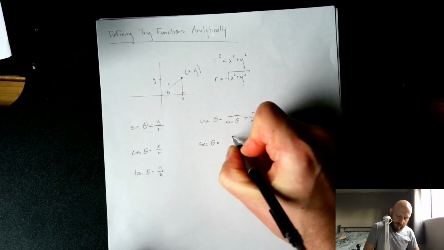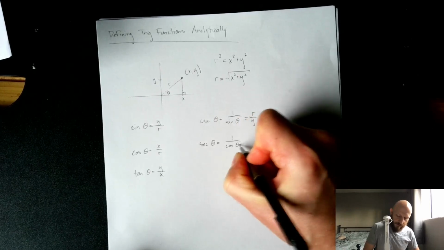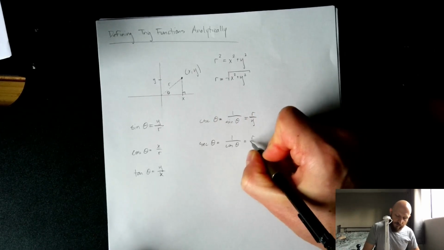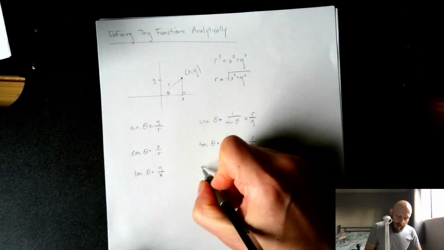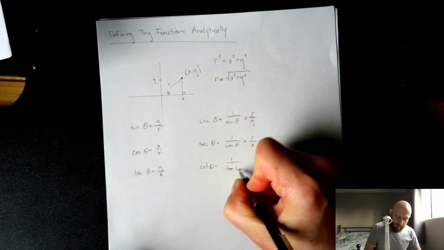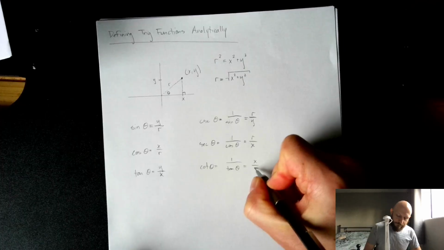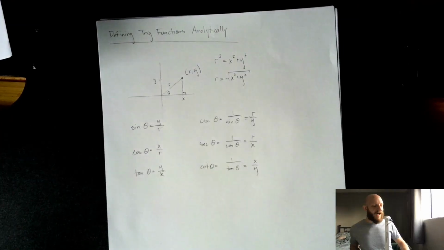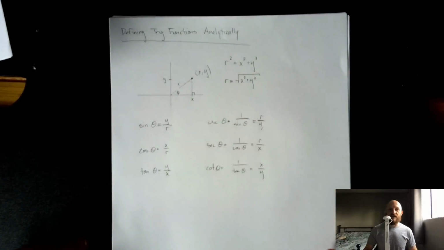The secant of theta is the reciprocal of cosine of theta, which means that it is r over x. And cotangent of theta is the reciprocal of tangent, so it's x over y. And this is how our trig functions are defined, just analytically.